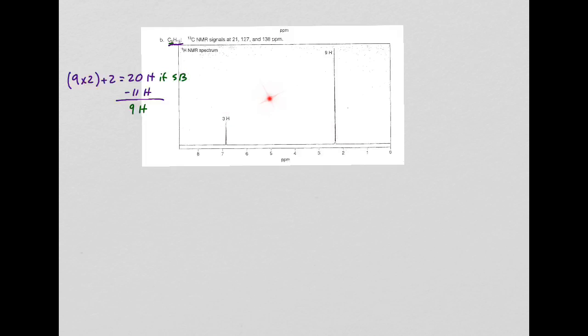Now, I'm going to come over here to proton NMR. This is very interesting. It's very interesting because I only have 2 peaks. All that carbon, I only have 2 peaks. And both my peaks are singlets. What is this compound? Let's analyze the 2 singlet peaks that we have.